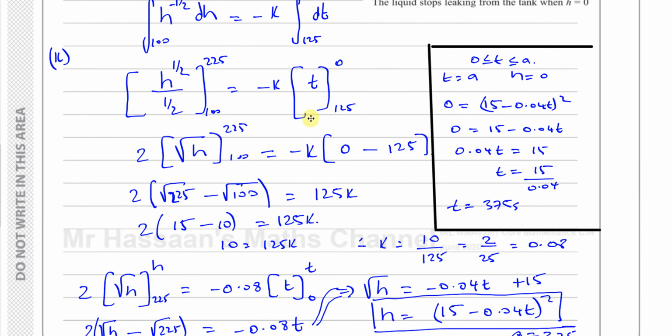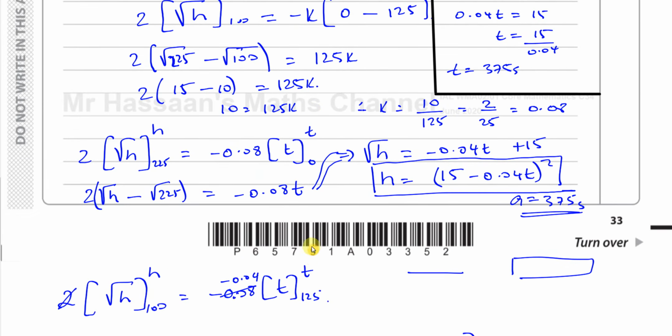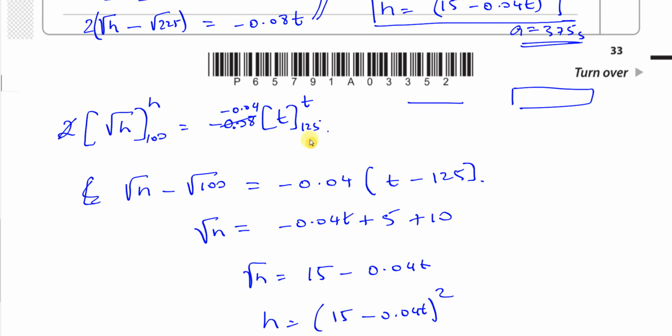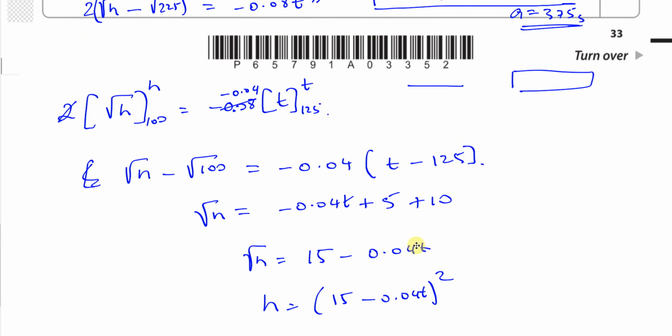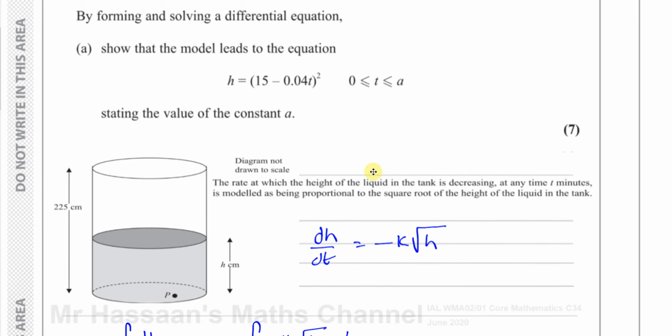Once I found what k is, I went back to what I integrated. I went back to this stage here, and then I used this and just made h and t on top, because I want to find h in terms of t, and then just use one pair of values that I know, both values at the same time. When h is 225, that's when t is 0, or when h is 100, t is 125. And both of them give me the same equation in the end. Okay, so there's the answer to part A of this question.